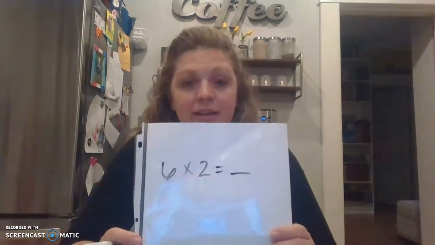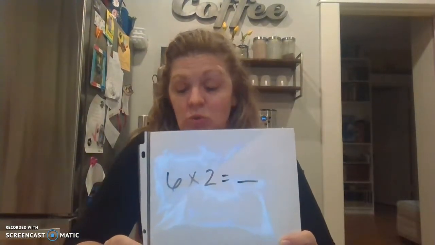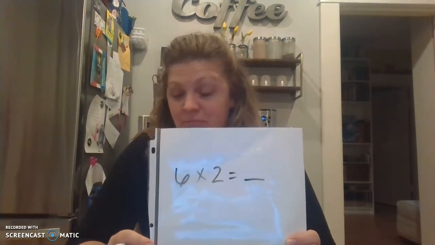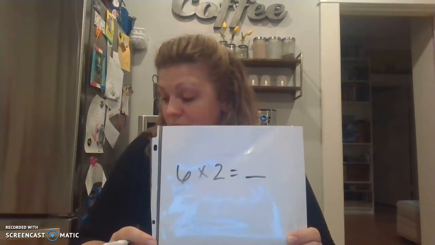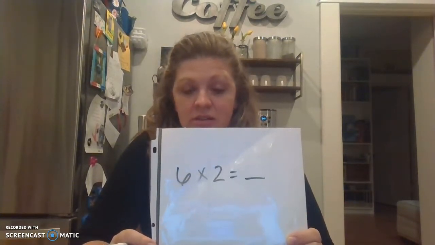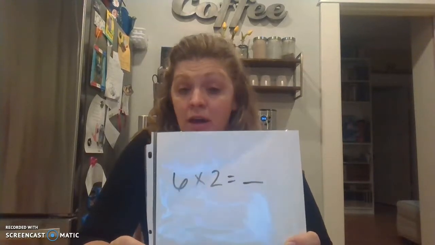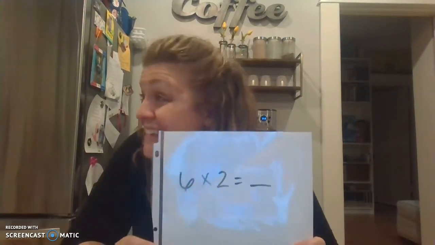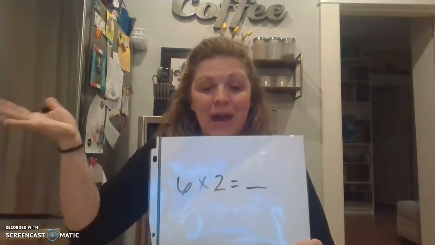And I would like for you to solve 6 times 2 equals something. All right, you solve 6 times 2. Okay, if you've got it, on the count of 3, I want you to tell me the answer. 1, 2, 3. Yes, it's 12.